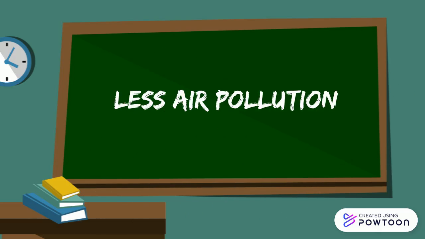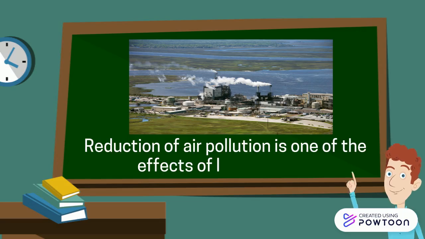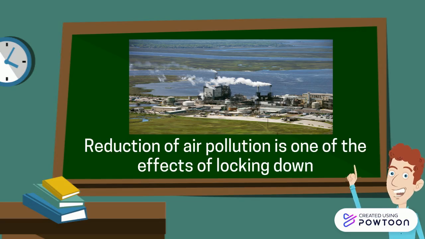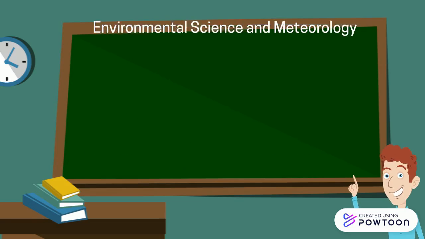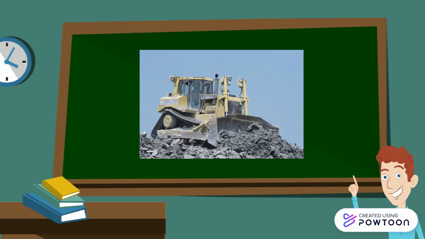Less air pollution. Lockdown was the first phase of defense against the virus, which aims to slow down its transmission. Reduction of air pollution is one of the effects of locking down. The Institute of Environmental Science and Meteorology, or IESM, estimated that Metro Manila's PM2.5 and PM10 emissions were reduced significantly since the implementation of lockdown in Luzon. It is the result of decreased usage of machines that crush and grind, as well as low dust exposure from roads.